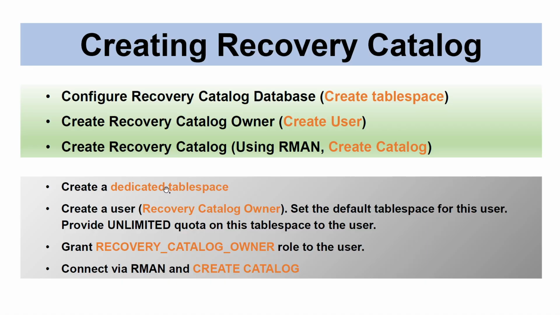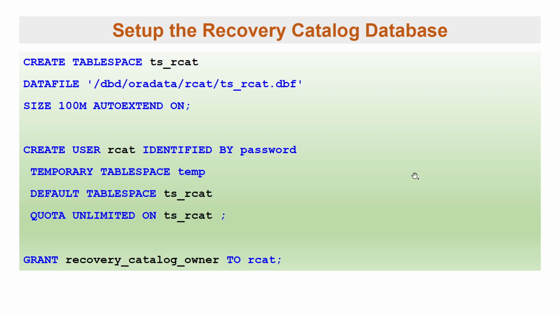So let's understand the steps. Create a dedicated table space, create a user, grant recovery catalog owner, and finally, using RMAN, create catalog. First, we'll create a table space. This table space can be of your choice. Start with a small table space. It doesn't need a lot of data.